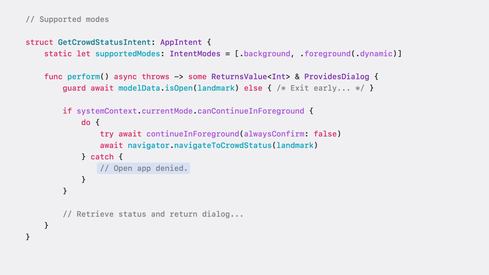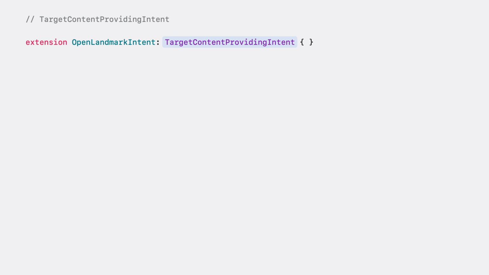But with the new view control APIs, you can remove UI code from app intents and let the views handle it themselves. Let's use it to refactor our open landmark intent. First of all, we have to conform the intent to the target content providing intent protocol.